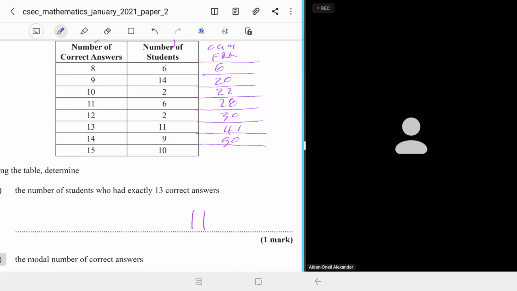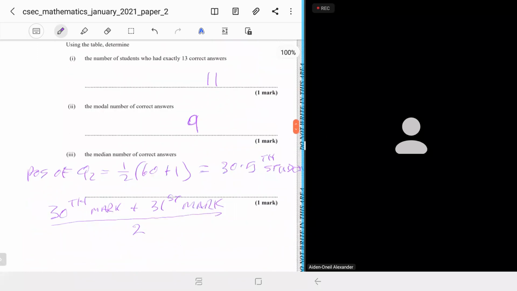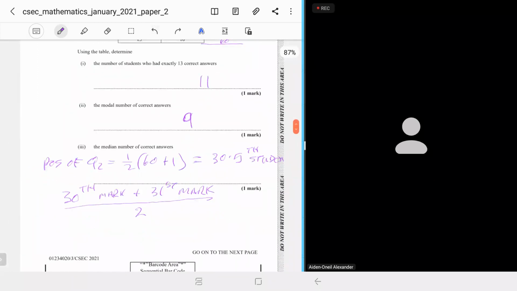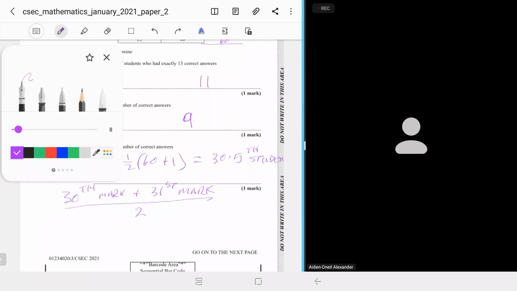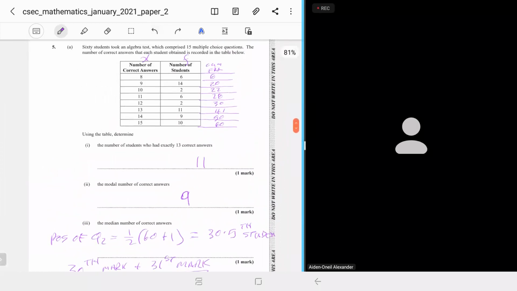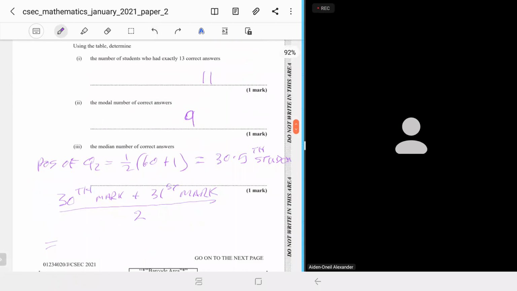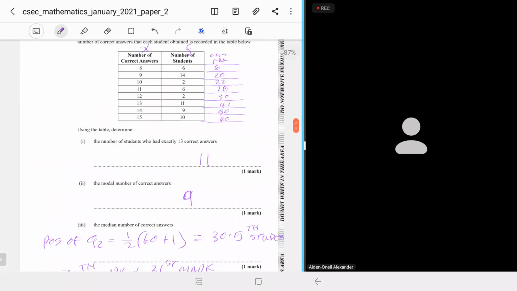When you finish that, you have 50 students. Then you put in 10 more students who get 15 marks. Then you reach 60 students. So you want the student who scored the 30th student and the 31st student. What is the 30th mark? 12, sir. Well, the 30th student gets 12. And the 31st student gets what?